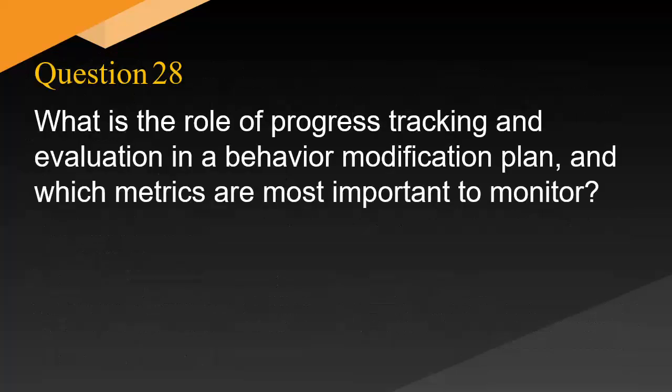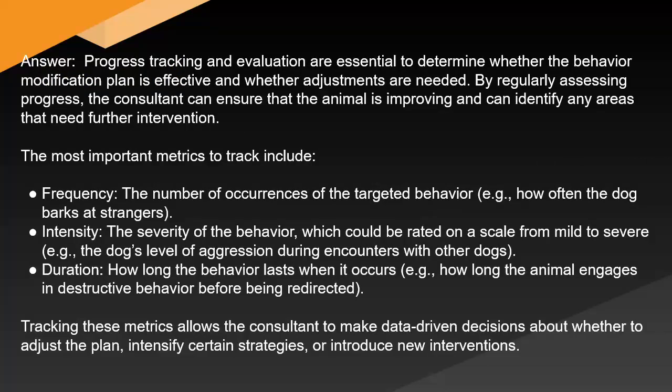What is the role of progress tracking and evaluation in a behavior modification plan, and which metrics are most important to monitor? Answer: Progress tracking and evaluation are essential to determine whether the behavior modification plan is effective and whether adjustments are needed. By regularly assessing progress, the consultant can ensure that the animal is improving and can identify any areas that need further intervention.